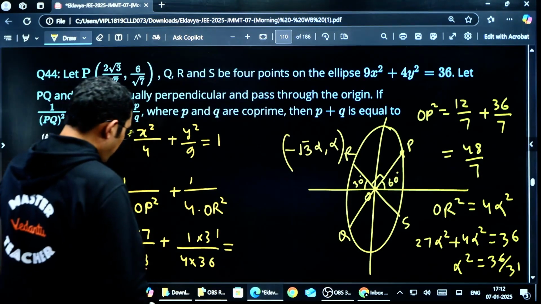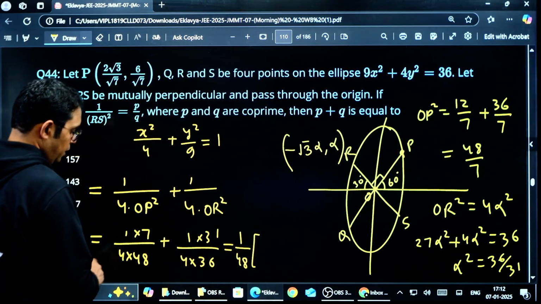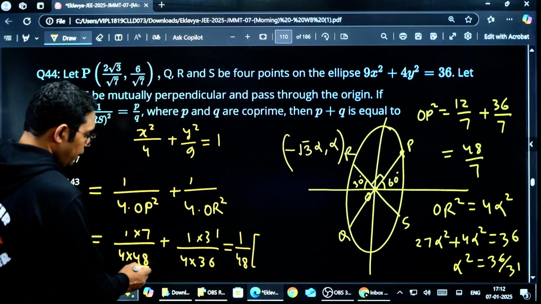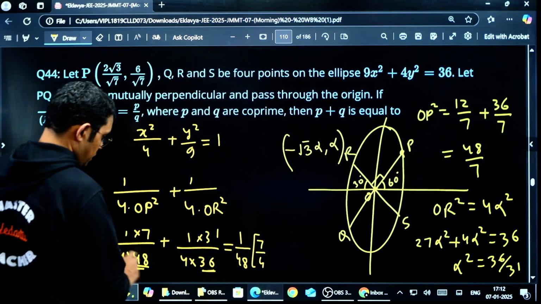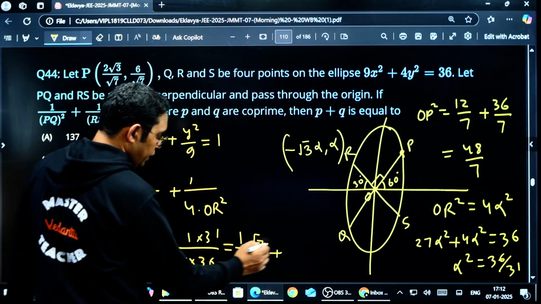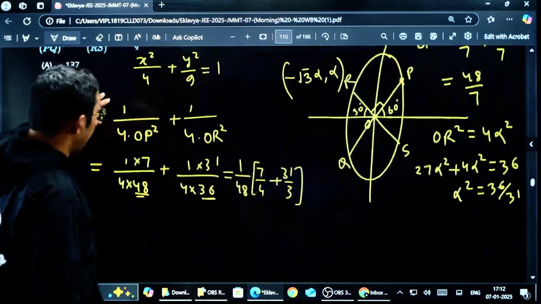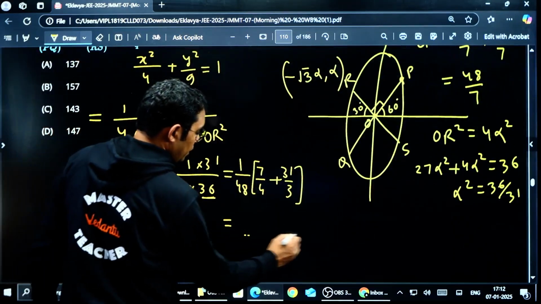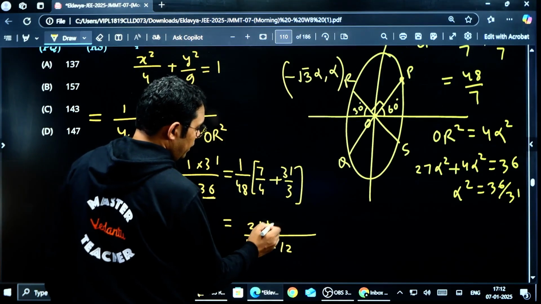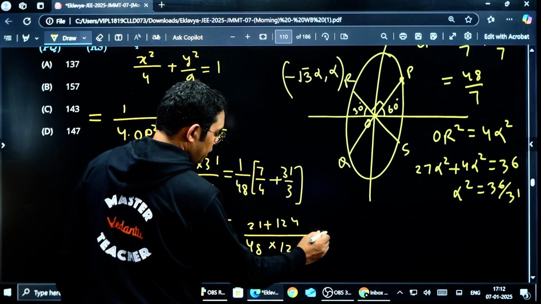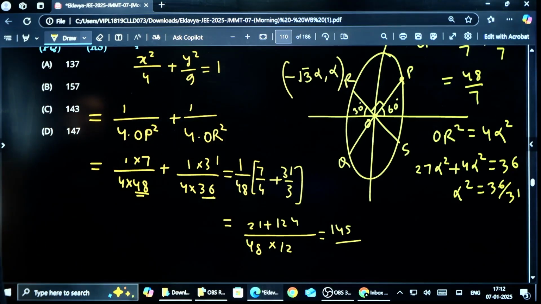Maybe we should take some common factor. 12 into 4 is 48. So that will be 3, 4 remaining here and 3 remaining here. 7 upon 4 plus 31 upon 3. We take the LCM, 12 here, 48 here. So 7 into 3 is 21 plus 4 into this, so 124 I think. This becomes 145 upon 48 into 12.